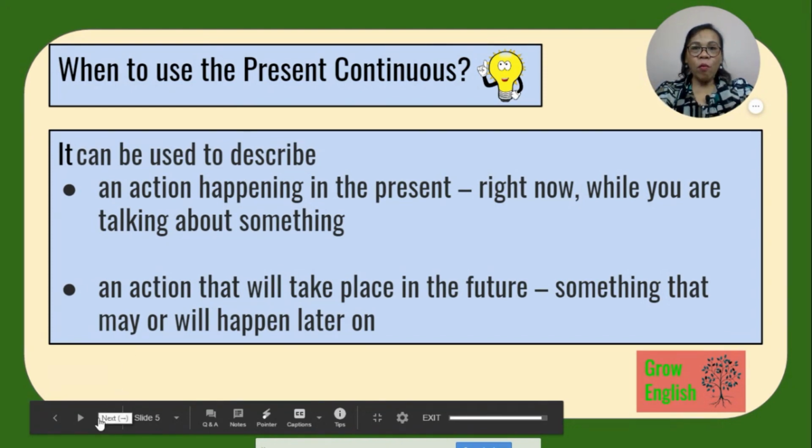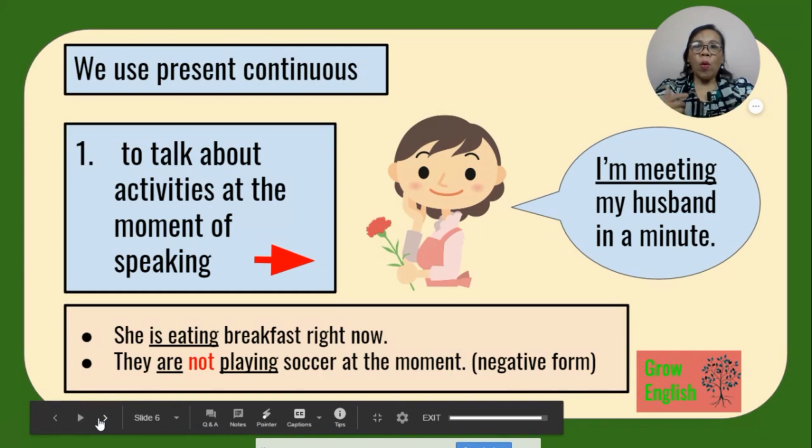Okay, now what do we mean by this? We have here the rules when to use the present continuous. Let's have number one. We use the present continuous to talk about activities at the moment of speaking. So that's what I've mentioned a while ago, something that is happening right now at the moment of speaking.